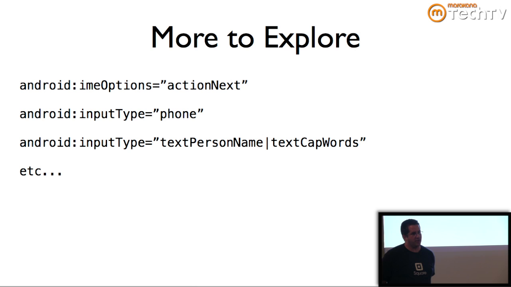Some other things you should definitely look into is using action next. Whenever you have a series of fields that people have to edit, they can just tap the next button and it moves focus to the next field in your UI. Input type is important also. When you set the input type to phone, person name, or cap words, that controls what kind of keyboard appears. In the case of a phone number, you get the phone keyboard. When you set the input type to text person name or text cap words, as you're typing, it capitalizes the first letter of each word. And there's another option where you can capitalize every character. We use that when we're editing the state. So you type CA, and both are capitalized automatically. It just speeds people up a little bit.